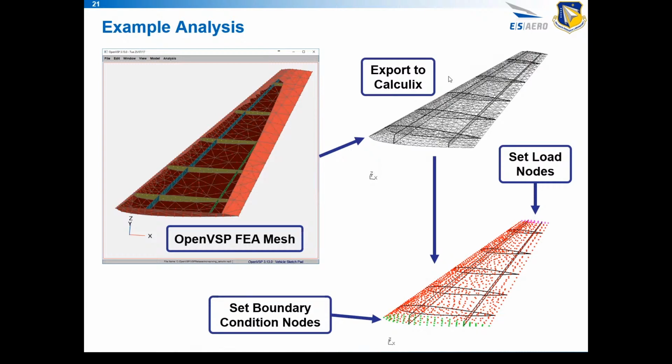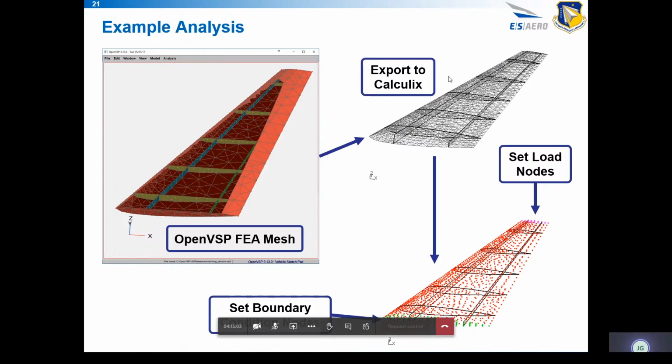So here's just an example of an analysis that was done. I created a structure in OpenVSP and exported it as an FEA mesh. Here we're showing the visualize nodes option, and I used the clipping tool to have a little bit of a view of what's inside along with the OML.